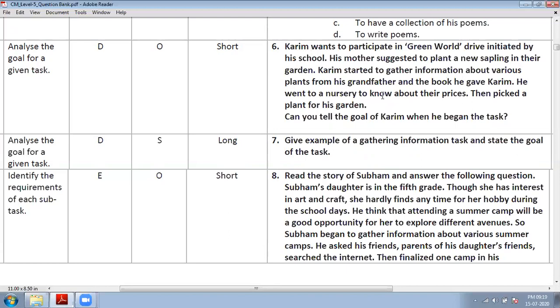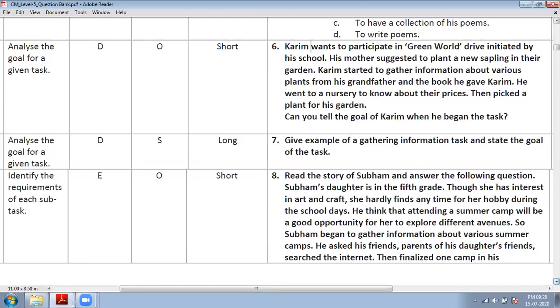He went to a nursery to know about their prices, then picked a plant for his garden. Can you tell the goal of Karim when he began the task? Yes, here you can see that his goal is to participate in the Green World Drive by planting a new sapling in their garden. You can say it simply, so the answer to this question will vary from student to student.